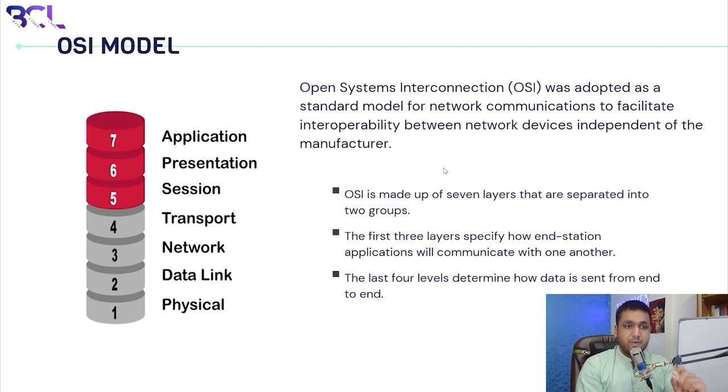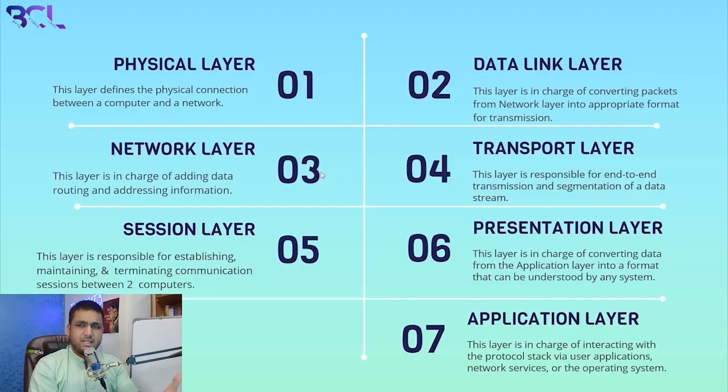The first 3 layers specify how end station applications will communicate with one another. That means once all the data transaction is done, how are the end station applications going to react and respond to it. The last 4 levels determine how data is sent from end to end. From physical layer to transport layer, it is going to determine how exactly data is being sent. From session layer to application, it's going to work on the application level, like on the user end, how it's going to respond. I'm going to explain them in the further slides as well. So these are the 7 layers, these are the definitions. Let's talk about every single layer one by one.